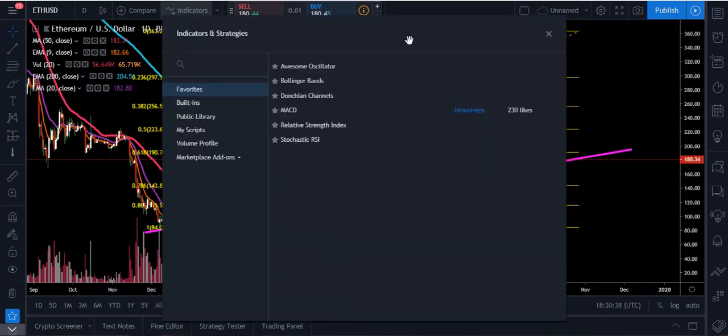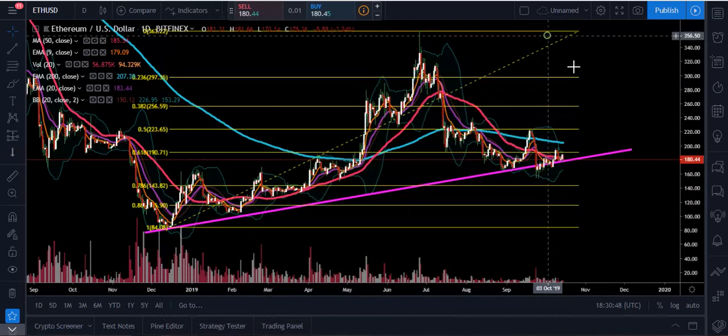Next one I wanted to look at was our Bollinger Bands. The reason I wanted to look at these is because we want to see if they're getting tight. Typically, if they start getting tight, guys, you're going to be looking for a breakout to the upside or the downside.